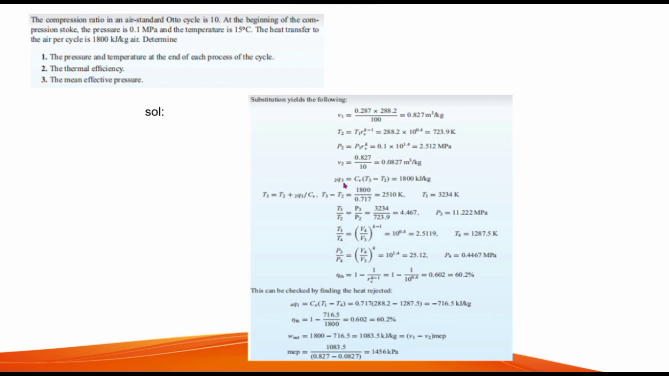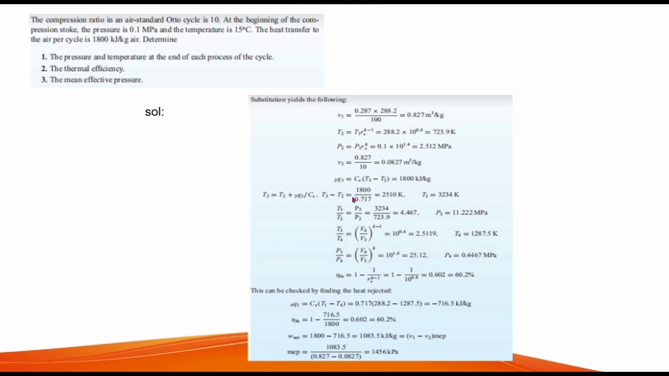And then to solve for our 2Q3 here, we have the formula Cv times T3 minus T2, and it is equal to 1800 kilojoules per kilogram. So this is our heat transfer per cycle of air. And then to solve for our T3, we have the formula T3 is equal to T2 plus 2Q3 divided by Cv.